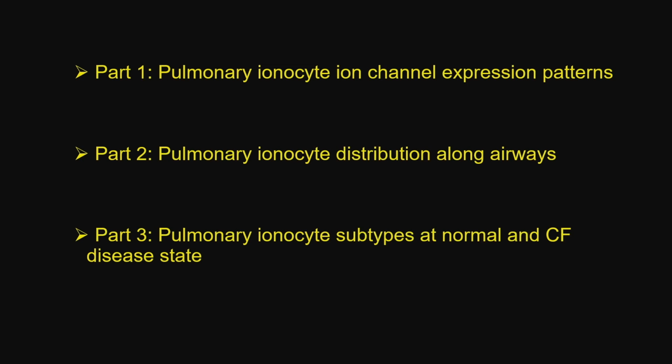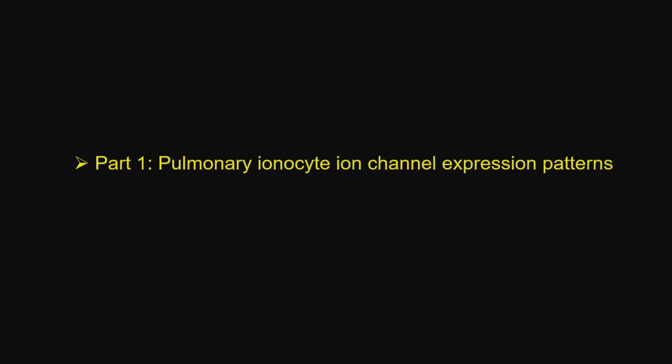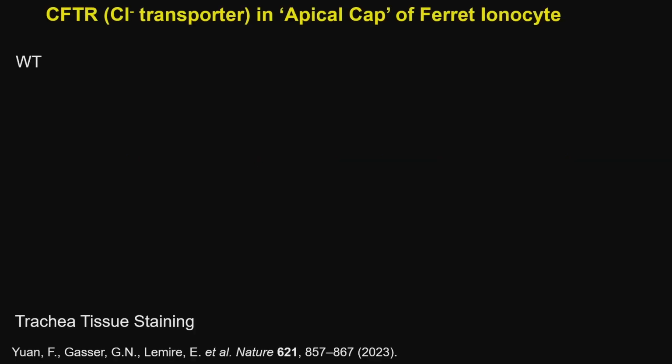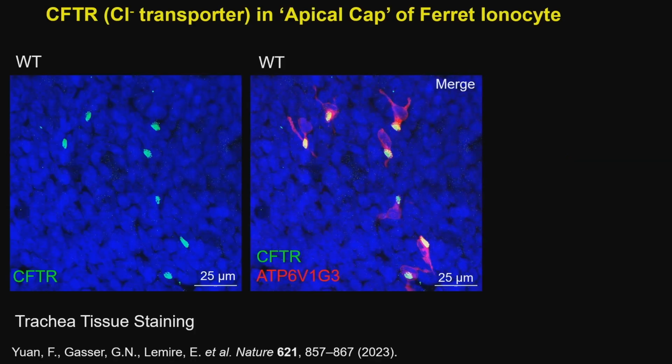Part 1 will cover the ionocyte ion channel expression patterns. In part 2, I will talk about the ionocyte distribution along airways. And in part 3, we will look into the pulmonary ionocyte subtypes in both normal and cystic fibrosis disease state. So part one, ionocyte ion channel expression patterns. The CFTR has been found highly expressed at the transcription level in ionocytes as compared to other cell types.